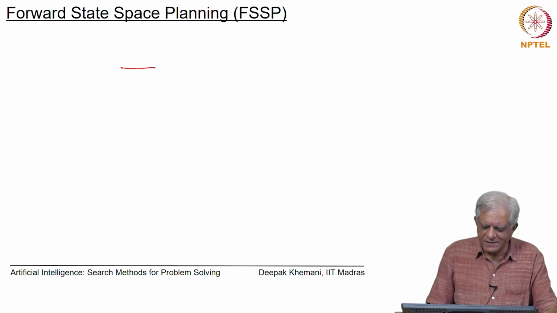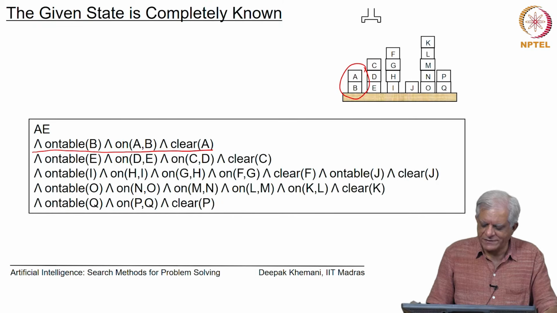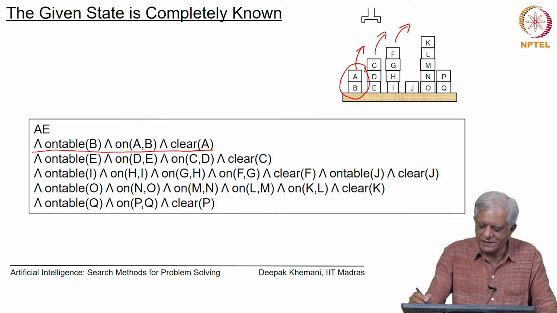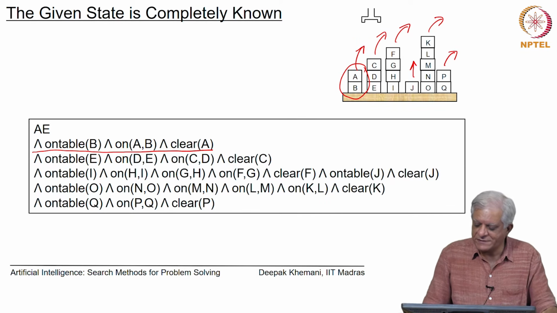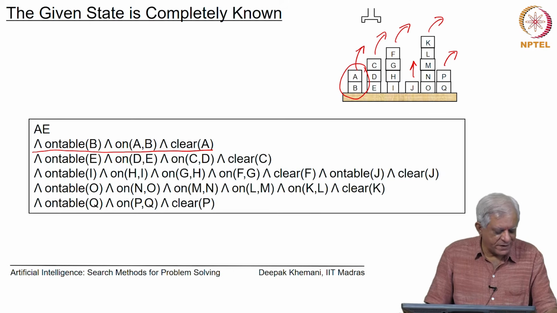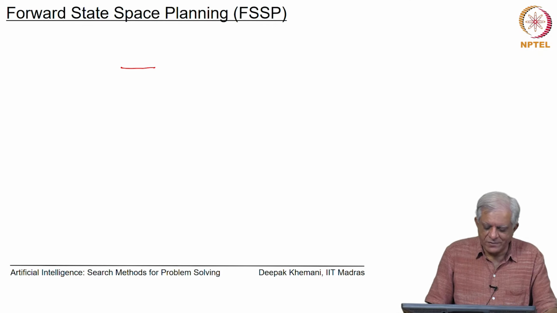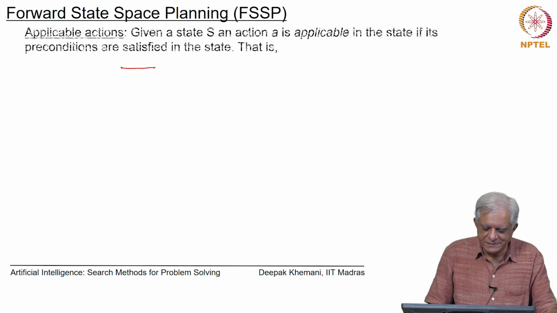As we will see in the previous world that we saw, there are many actions which are applicable. You can unstack A from B, you can unstack C from D, you can unstack F from G, you can pick up J, you can unstack K from L, you can unstack P from Q. So, you can see that these 6 actions are applicable, because there are 6 stacks and you could pick up a block from any one of those stacks.